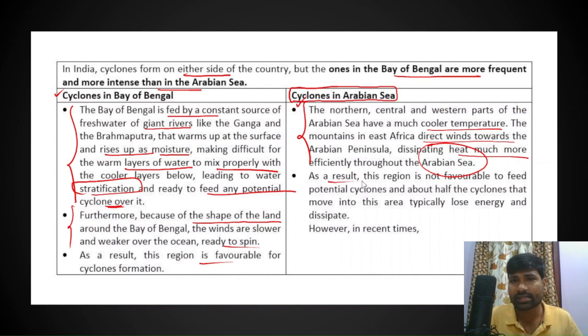As a result, this region is not favorable to feed potential cyclones, and about half of the cyclones that move into this area typically lose energy and start dissipating.